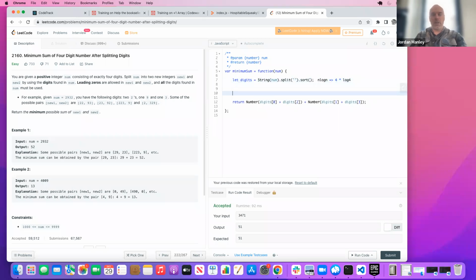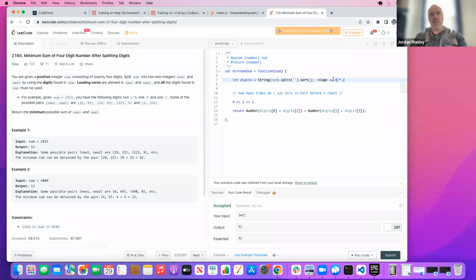Log 4. Does anybody know what log means? I don't think we've talked about this in this class. How many times do I cut this in half before I reach 1? So log n here is how many times do we cut 4 in half? We cut it 1 time in half when we get 2. So that's 1, and then we cut it 1 time in half again and we get 1. So log n here is equal to 2. And so our runtime is 4 times 2, which gives us 8.